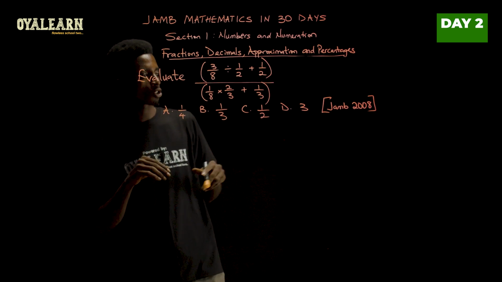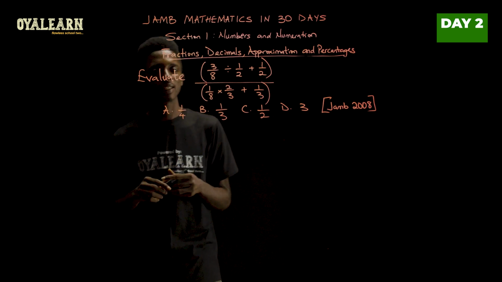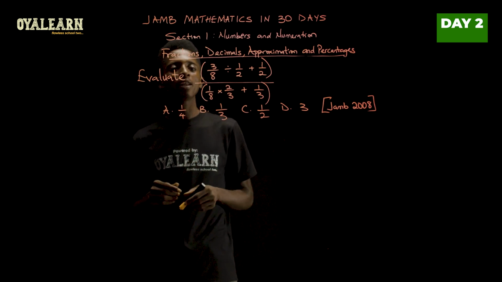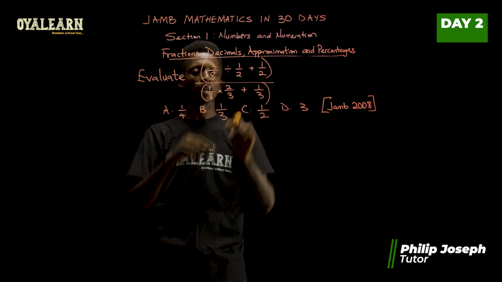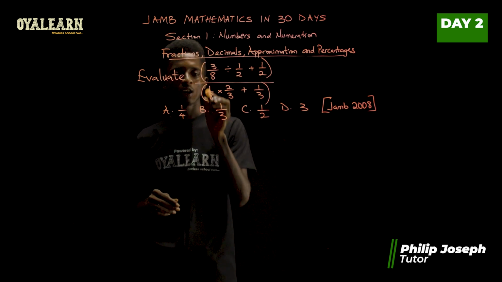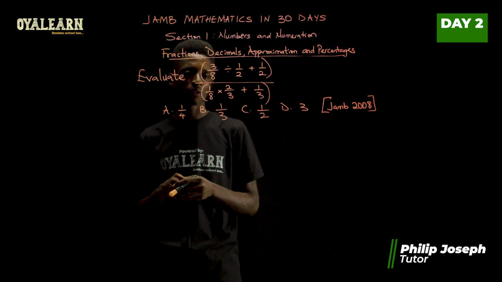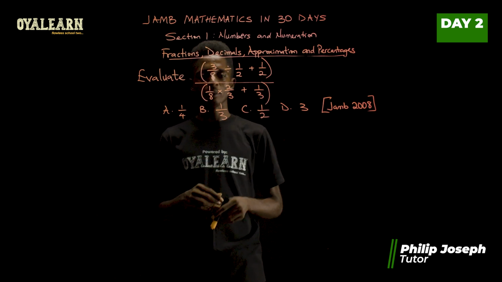Now let's solve this question from Jamb 2008, where we have 3 over 8 divided by (1 over 2 plus 1 over 2), all divided by (1 over 8 multiplied by 2 over 3 plus 1 over 3).